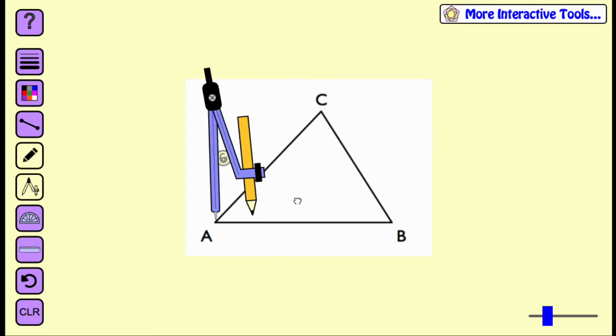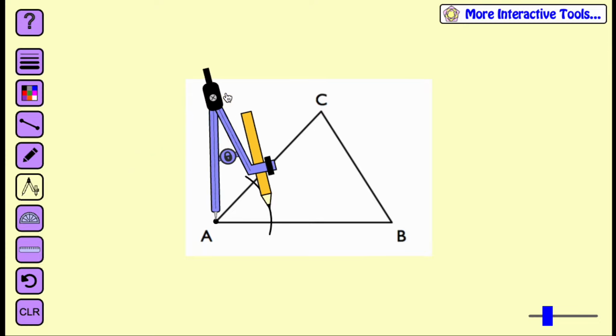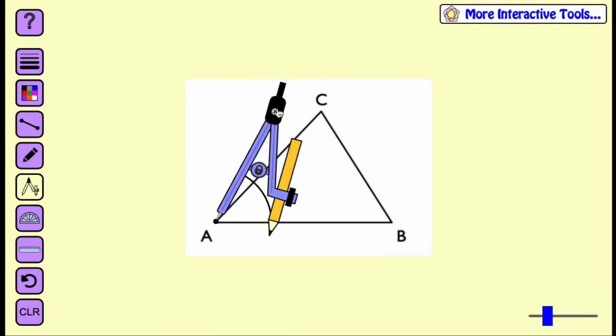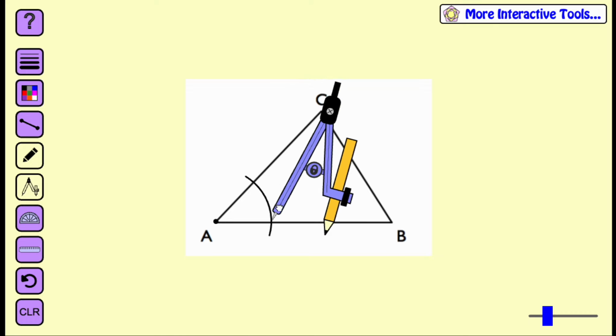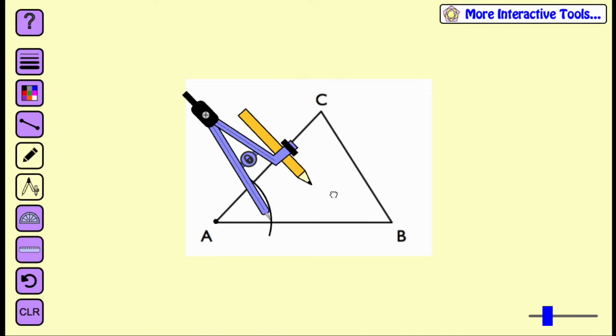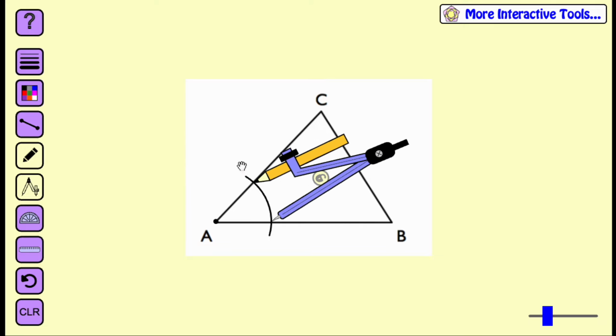So again, to do the angle bisector, this again should be prior knowledge, but for the angle bisector, you first make your reference line or your reference arc, and then what you're going to do is place your needle on one of the intersection points of your arc and your triangle, and you want to make sure you are opening up more than halfway of that distance.